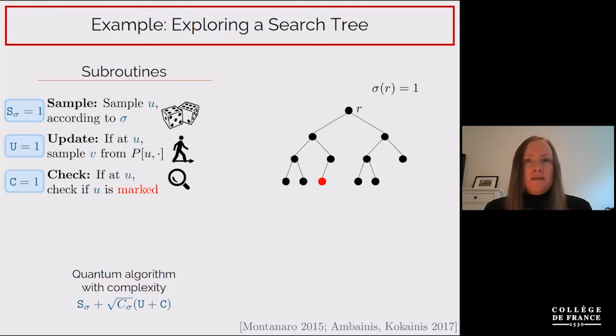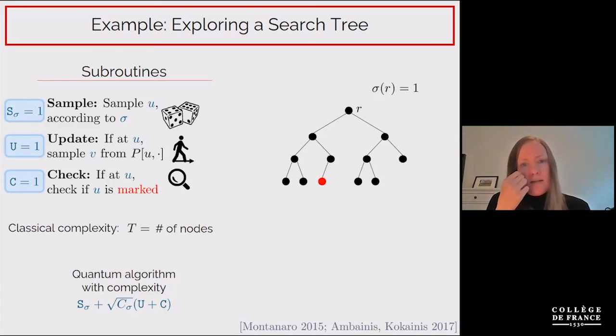And we're also going to make the simplifying assumption that there's just a single marked leaf. And in that case, a classical algorithm, even one that is deterministically exploring this tree, will, in the worst case, have to explore every vertex. So the complexity will be something like the number of nodes in the tree. Let's call that T.